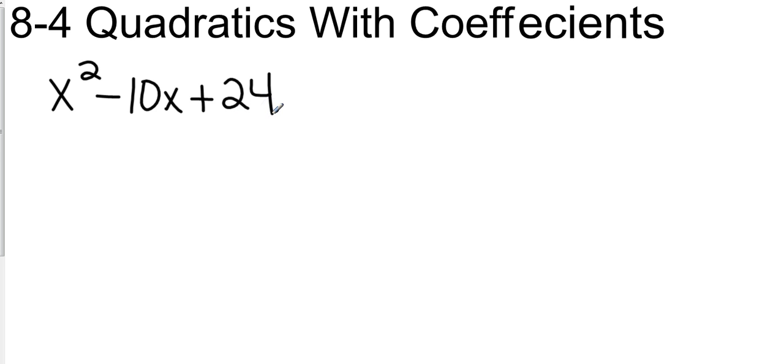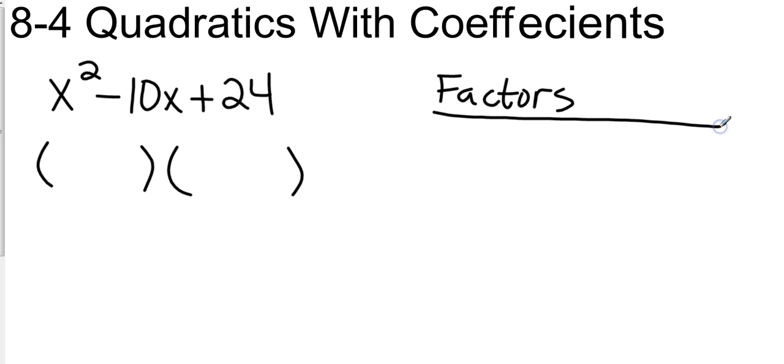Okay, 8-4, quadratics with coefficients. You'll notice in the last chapter, let's go ahead and do a quick review. We had something like this. And we knew we were going to get two sets of parentheses. And so over here we took factors and sum.